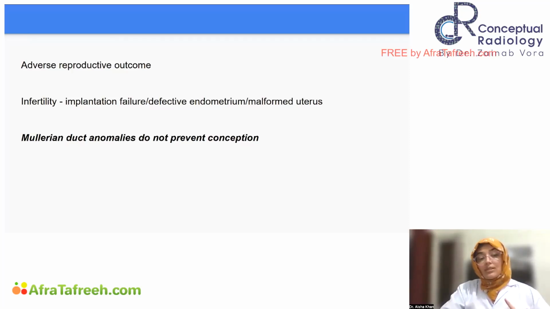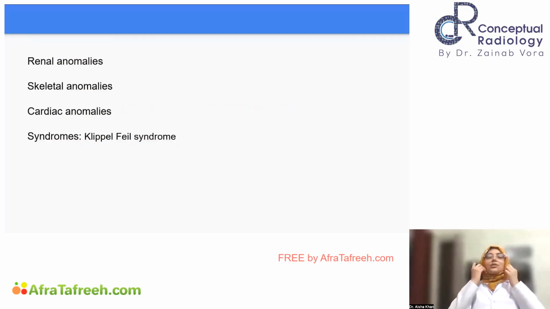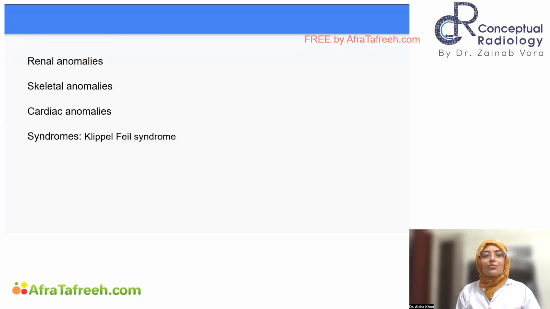But keep this in mind. The pearl of this slide is that anomalies like this do not prevent conception from happening. Okay. Acha, so it is not just related with the pelvic anomalies, it is also associated with a myriad of other things, such as renal, skeletal, cardiac, and even some syndromes such as Klippel-Feil syndrome.